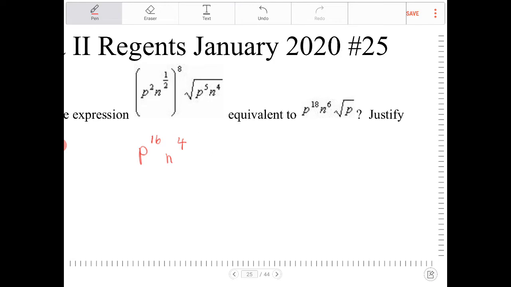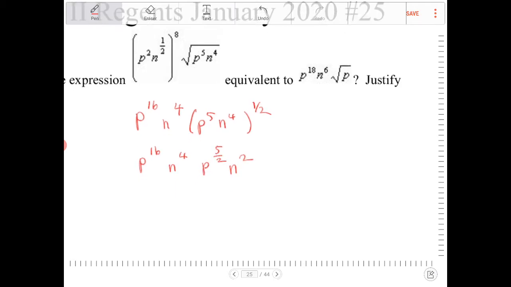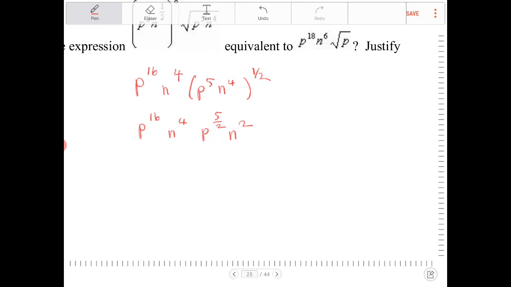The next set here, I have that radical, and I'm going to rewrite the radical as an exponent. So that's p to the 5th, n to the 4th, to the 1 half. And again, I am going to reapply the power rule. So I have p to the 16th, n to the 4th, p to the 5 halves, n to the 2nd. I will now try to combine like terms.